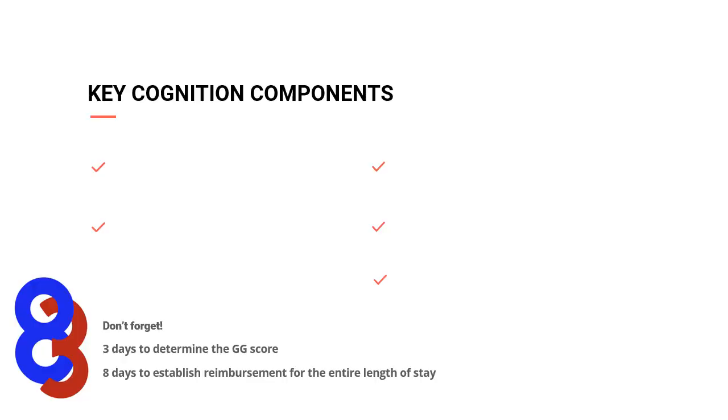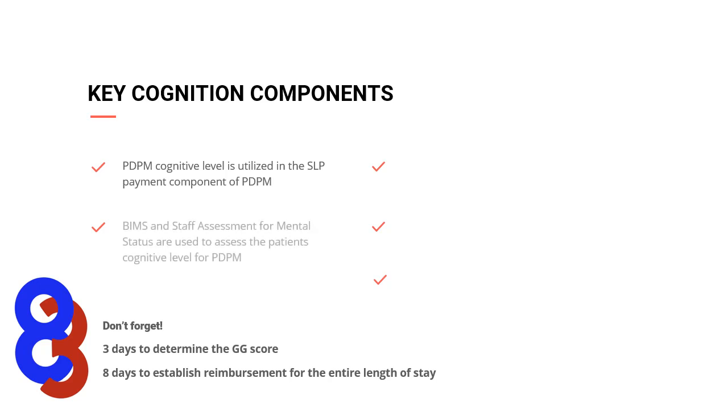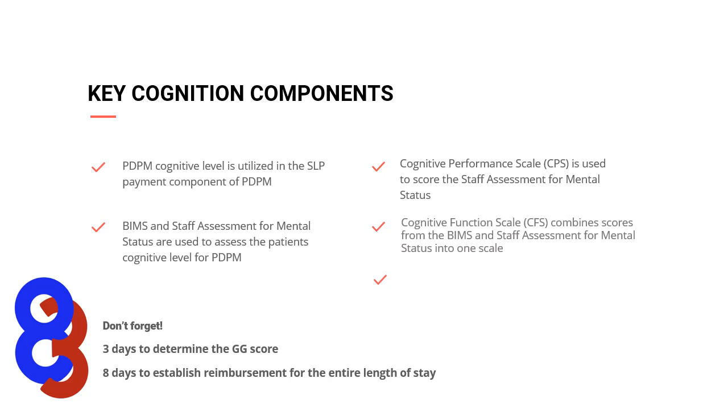Key cognition components. PDPM cognitive level is utilized in the speech therapy payment component of PDPM. BIMS and staff assessment for mental status are used to assess the patient's cognitive level for PDPM. Cognitive Performance Scale, or CPS, is used to score the staff assessment for mental status. Cognitive Function Scale, CFS, combines scores from the BIMS and staff assessment for mental status into one scale. Speech therapy case mix cannot be determined if the BIMS or staff assessment for mental status are not completed.